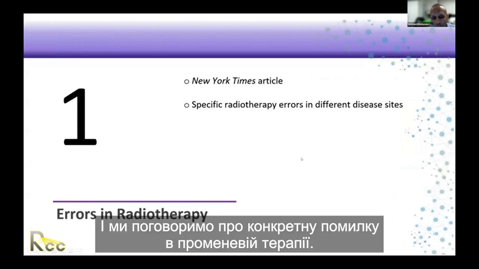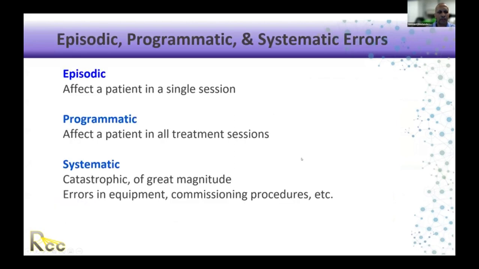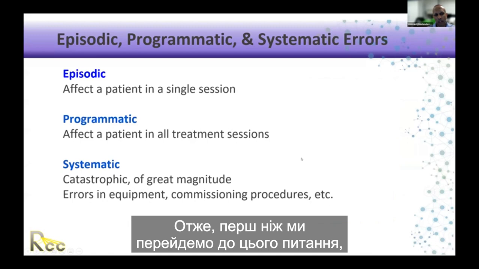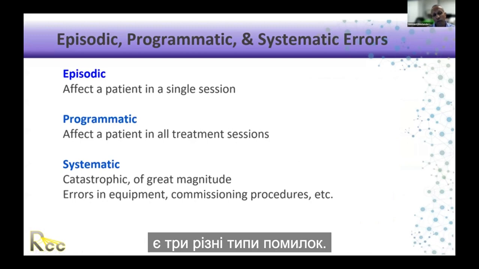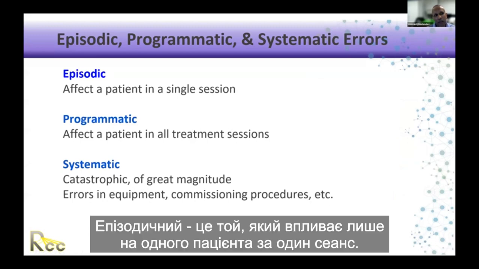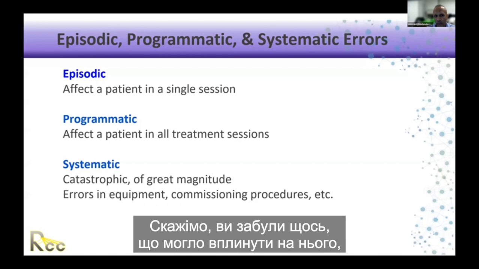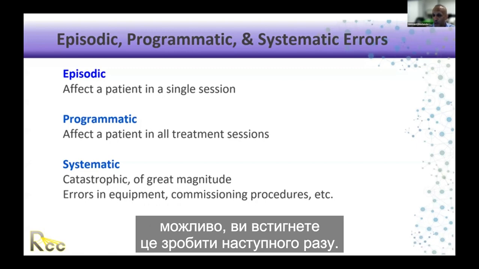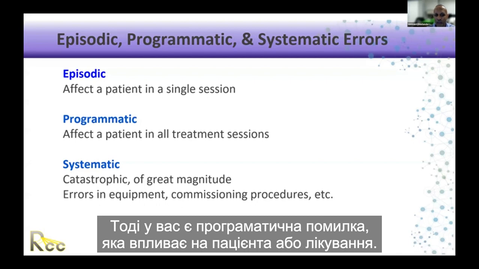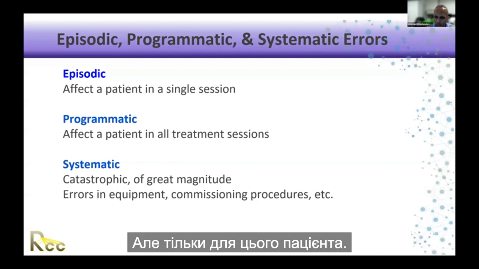And we're going to talk about specific errors in radiotherapy. Before we go to that, there are three different kinds of errors. Episodic is the one that affects the patient in only a single session. You just treat them for one day. Let's say you forgot something that affected them; maybe you may catch it the next time. Then you have programmatic, which affects all of the patient's treatment. It's only specific to that patient.